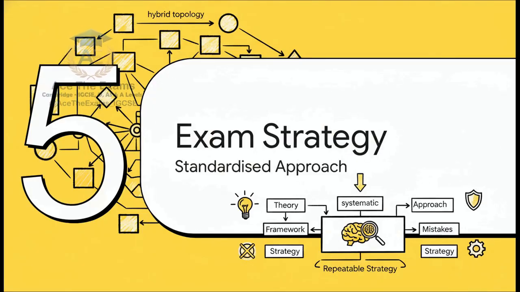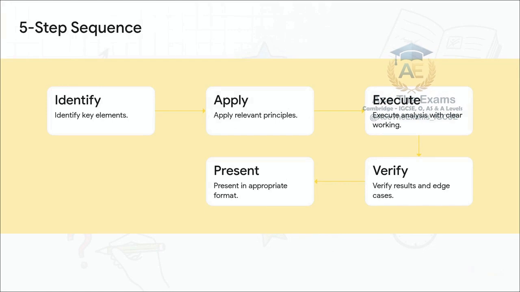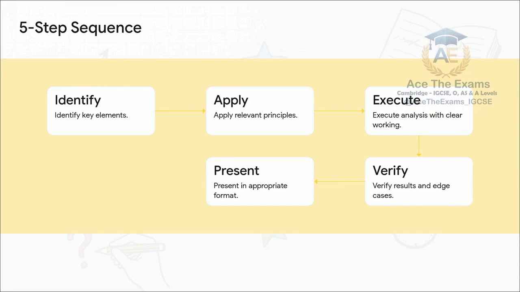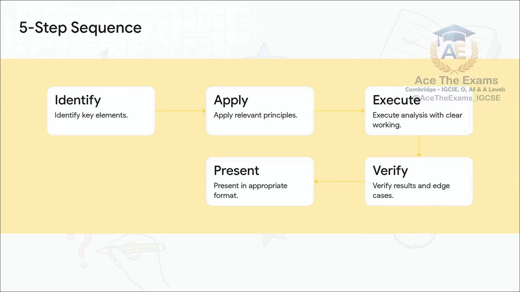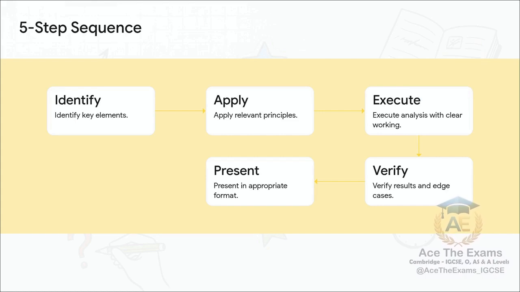We're in the home stretch now. Section 5, Standardized Exam Strategy. Let's build your final system. Here's your ultimate cheat sheet recap, the complete computer science answering system. It's a 5-step sequence that guarantees top marks if you follow our 3 golden rules. Step 1, identify the key elements. Step 2, apply relevant principles. Step 3, execute analysis. Step 4, verify results. Step 5, present in format.